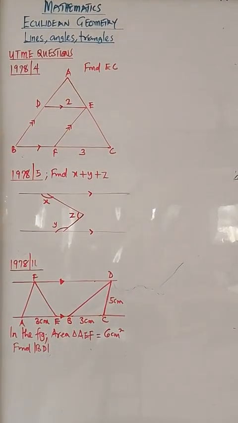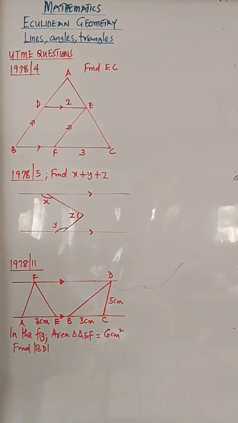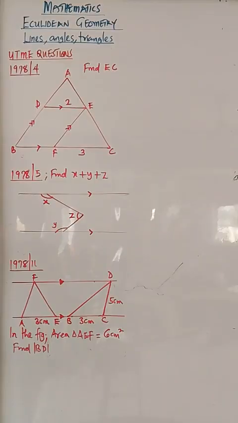Alright, we have these three questions from the same year, 1978. Questions 4, 5, and 11. The first one, we are told to look for EC. We don't know EC. Now, what do you think you can do from here?